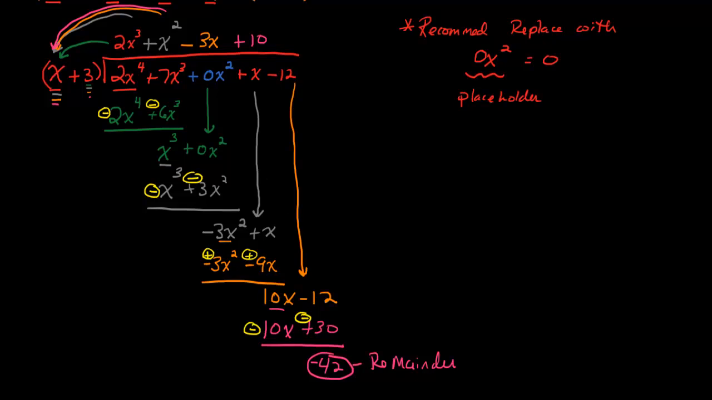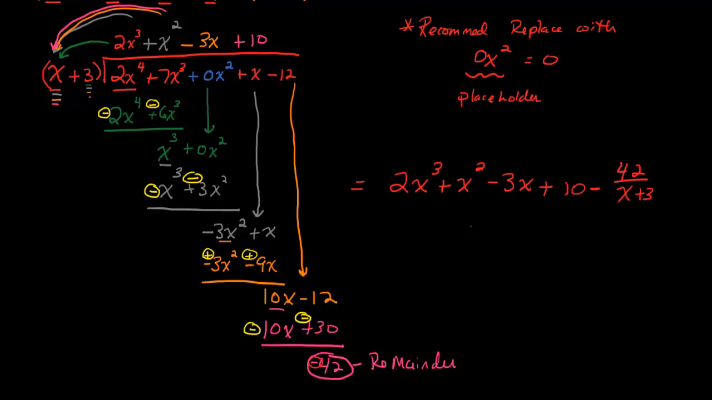So how do we write our solution? Be very careful. When you write your solution, we're going to write all that stuff we got up on top. So that's going to be 2x cubed plus x squared minus 3x plus 10. But we're going to include our remainder. But our remainder has a negative sign, so we're going to subtract 42 all over our divisor, which was x plus 3. 42 all over x plus 3.